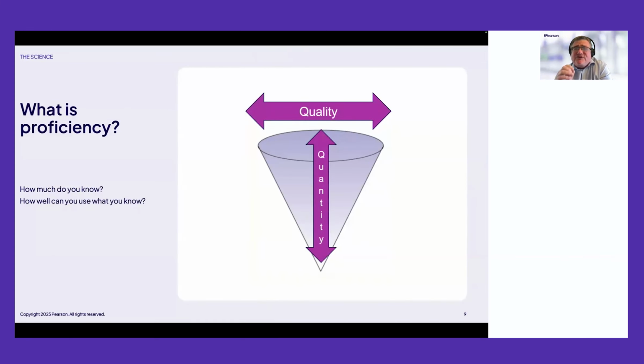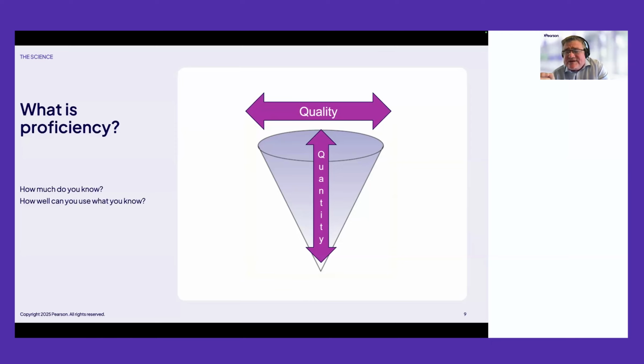But there are still questions in terms of some of the terminology that we mean. We're talking about language proficiency. So what do we mean by proficiency? There are two main elements to proficiency. One is, how much do you know? And the other is, how well can you use what you know?